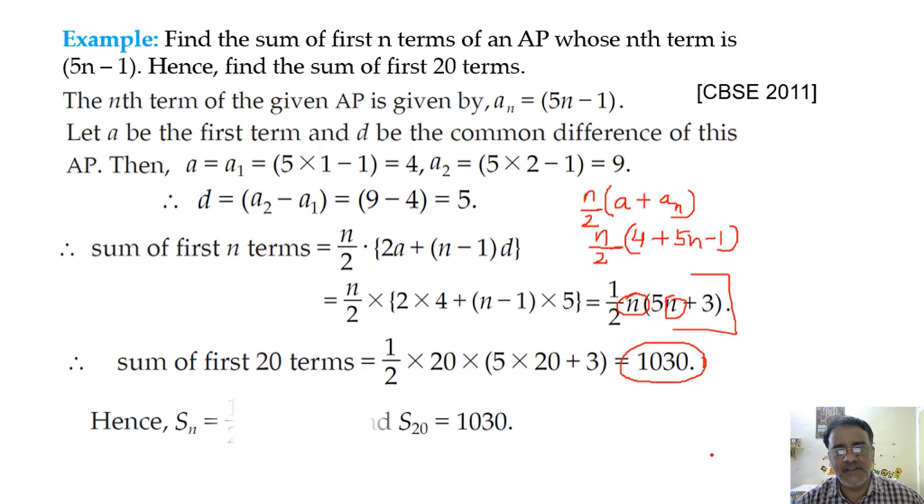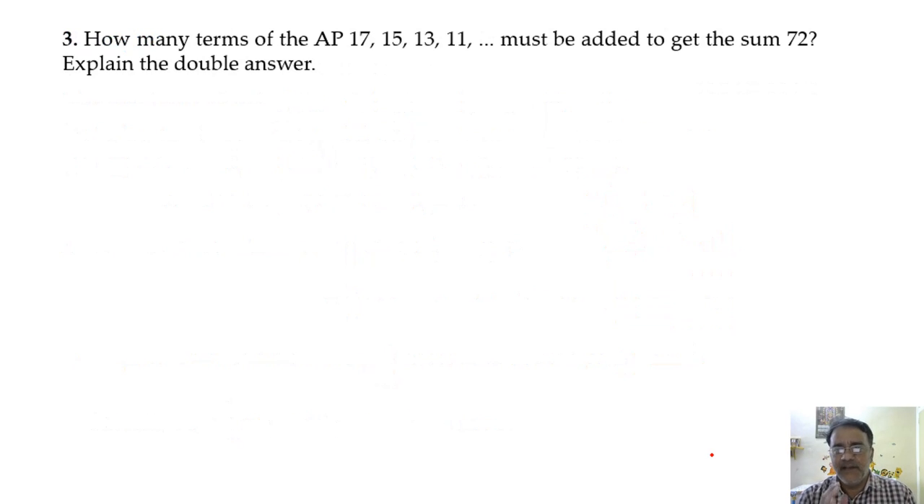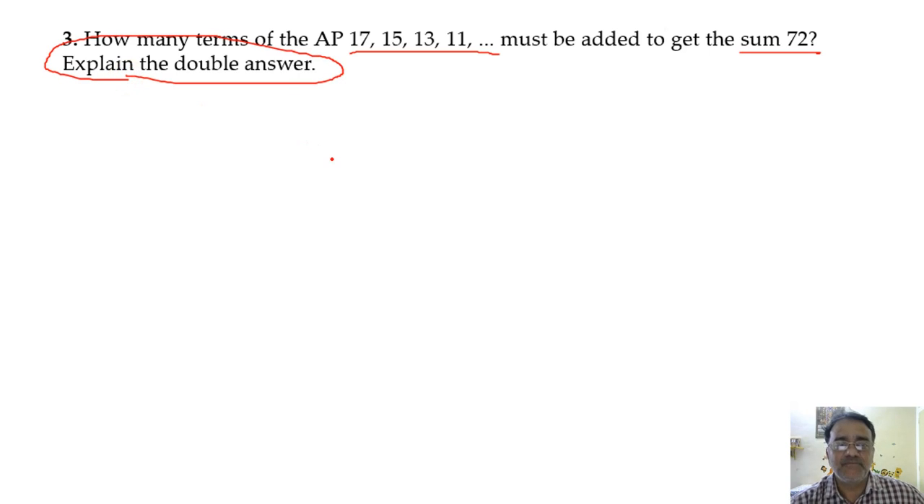Now we'll move towards one very important question. How many terms of the AP 17, 15, 13, 11 and so on must be added to get the sum 72? And explain the double answer. When it is given to explain the double answer, that means you are going to get two values of n, and both are correct. And how both are correct, that you have to explain.